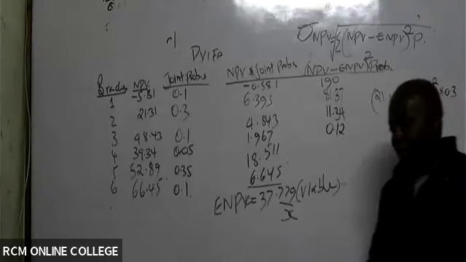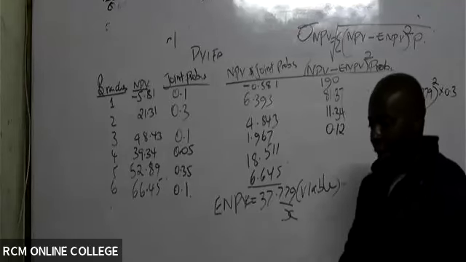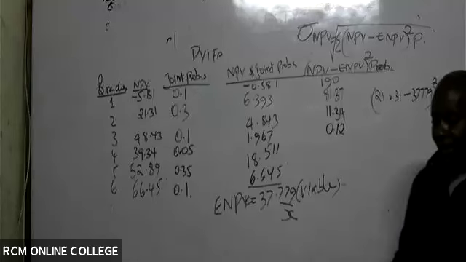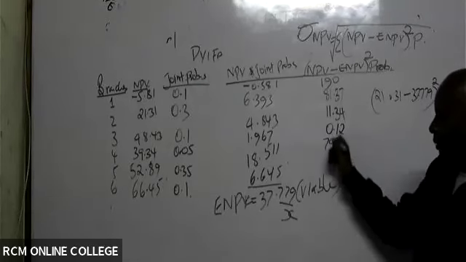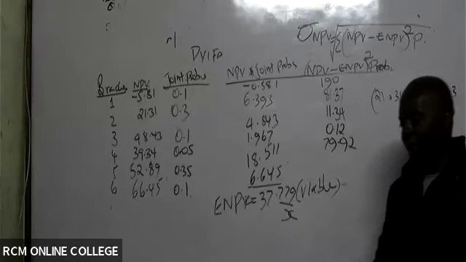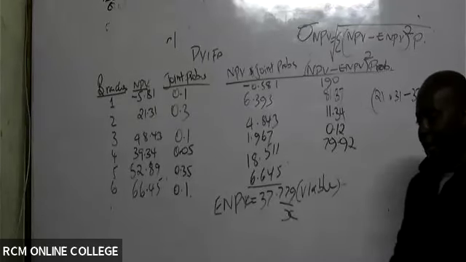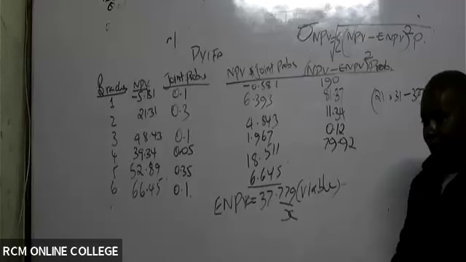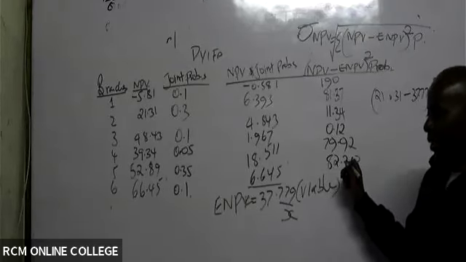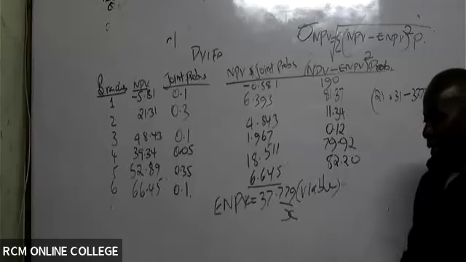The next one, what do we have there? 79.92. Thank you very much. And then lastly, what do we have there? 82.20, right?